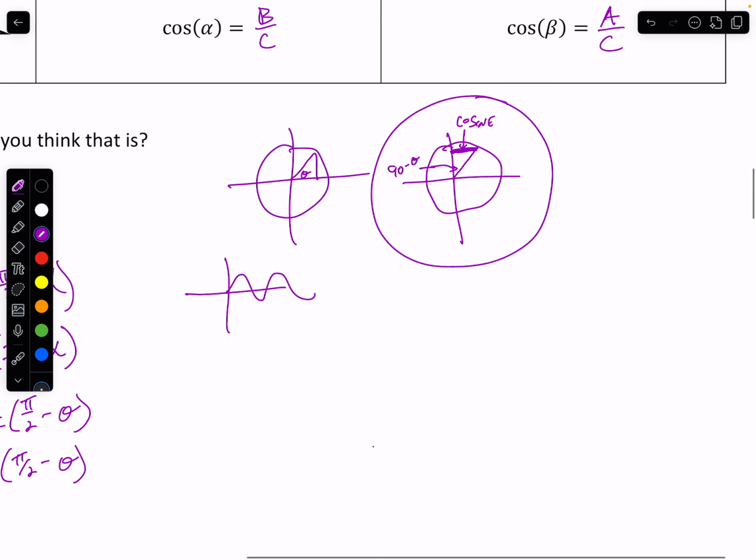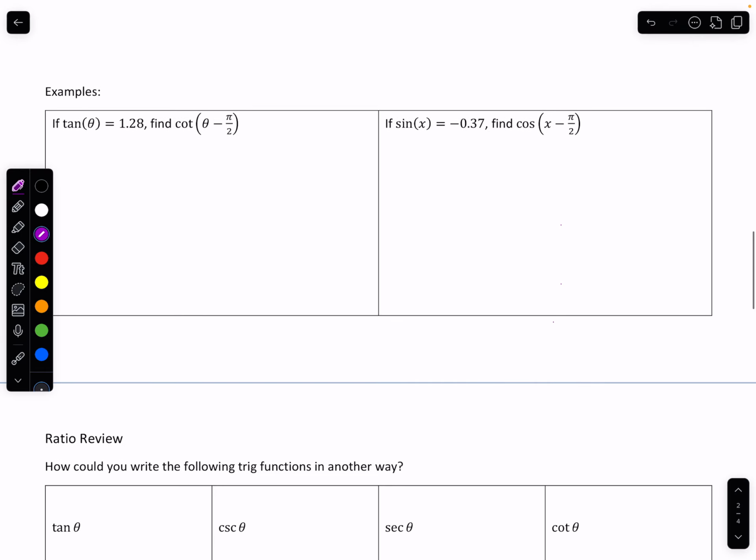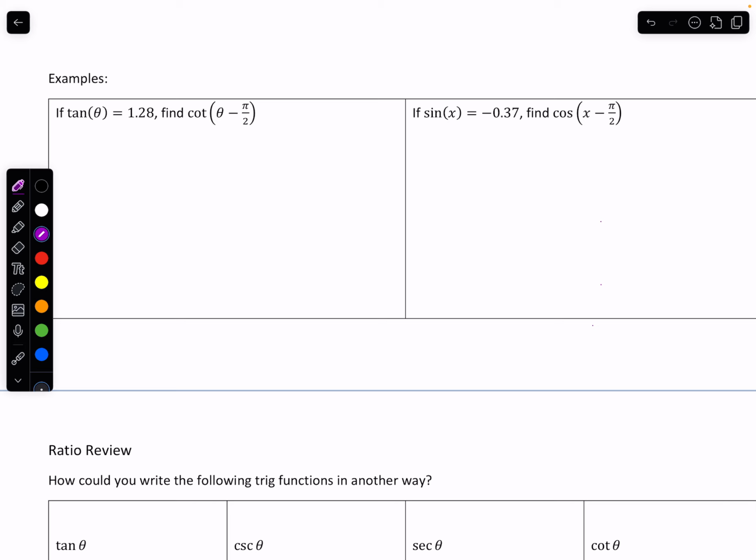I'm not going to do the explanation with these geometric circles. So here are some examples of how you could use it.